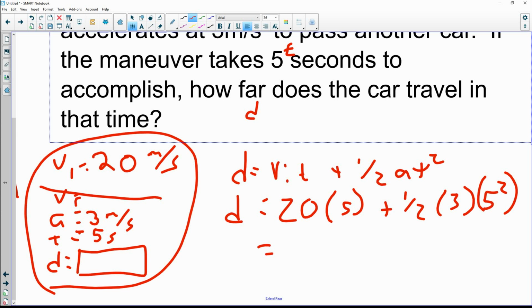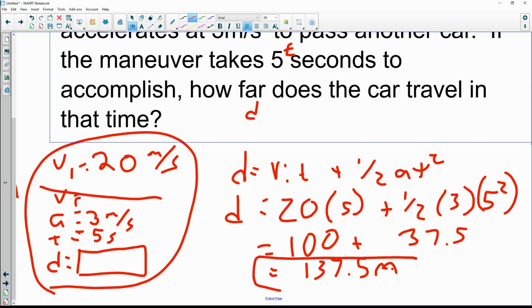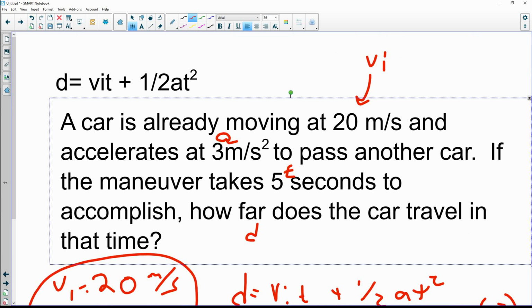So 20 times 5, last time I checked, is 100, plus 1/2 of 3 times 5 squared. So 5 squared, I'm going to do this in a calculator. I'm going to start with PEMDAS. 5 squared is 25, times 3 is 75, times 1/2 is 37.5. So D is 100 plus 37.5, which is 137.5 meters. And that is how you attack a question when you need to use D equals VIT plus 1/2 AT squared.